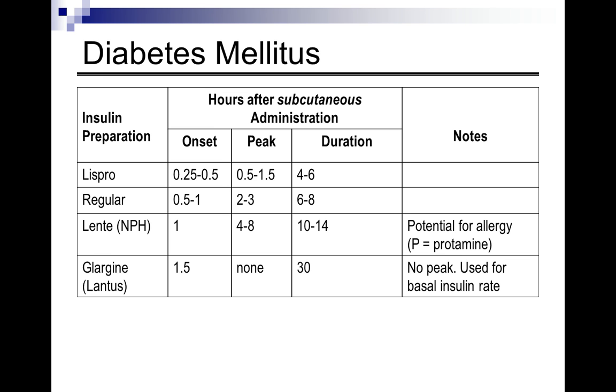This chart just reminds us that there are several different insulin preparations. Some of them include Lispro, which is a very short-acting insulin. And I want to draw your attention that this is talking about subcutaneous administration, so the numbers are a little different than for IV administration. Going on to regular, long-acting or NPH insulin, and even Glargine or Lantus insulin, which really has no peak and is used as a basal insulin rate, lasting for almost 30 hours when given subcutaneously.